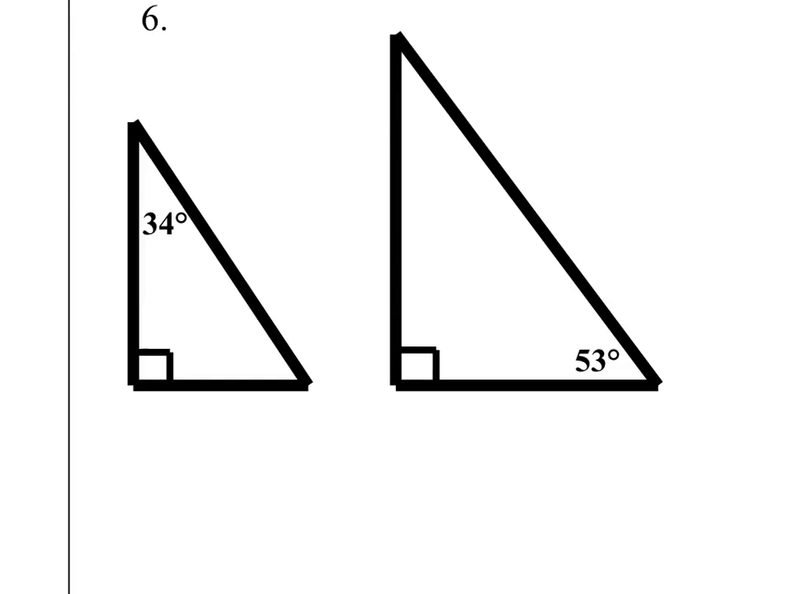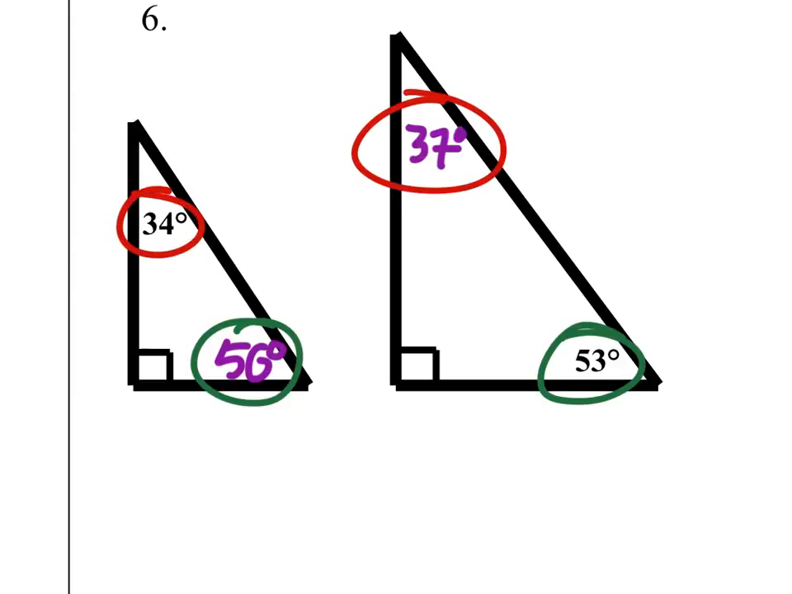So now that we know that, we're going to have to use the same type of strategy to solve these ones to see if they're similar or not. So we just got to solve for the missing angles. Now they are close, but they are not exactly the same. 53 and 56 are different, and 34 and 37 are different. Therefore, these two triangles are not similar. They do have one angle that's the same, but the other two are not.